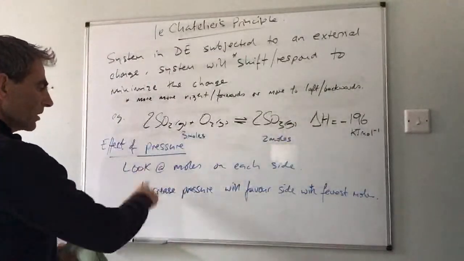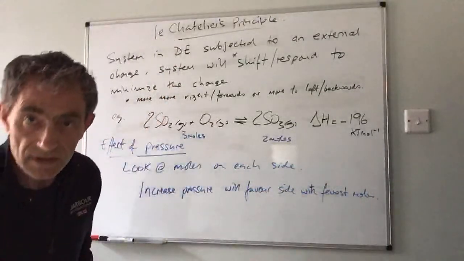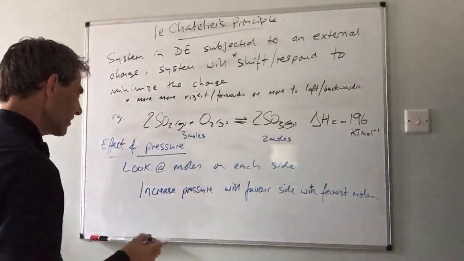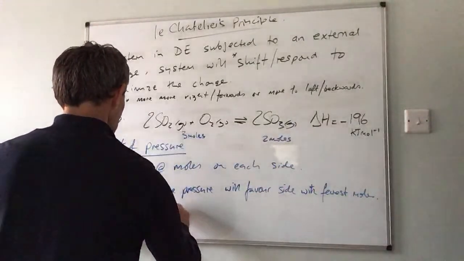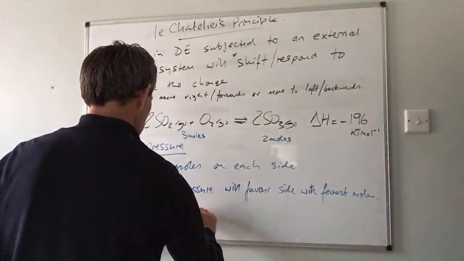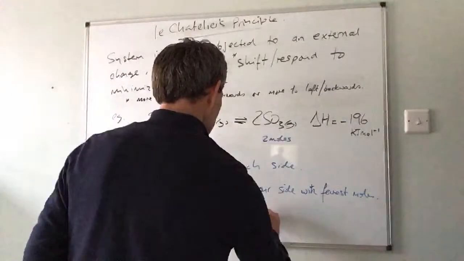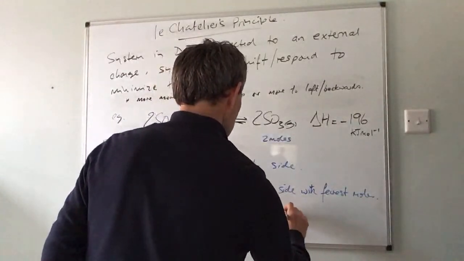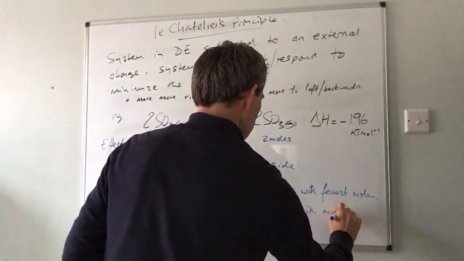Okay, so increased pressure will favour the side with the fewest moles, and obviously the flip side of that is true as well. So decrease the pressure will favour the side with the most moles.